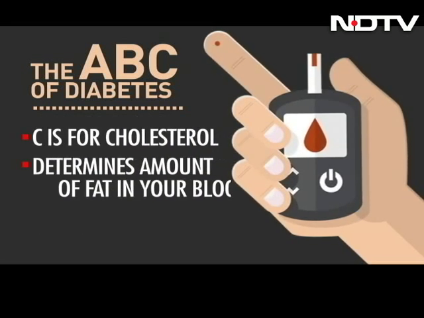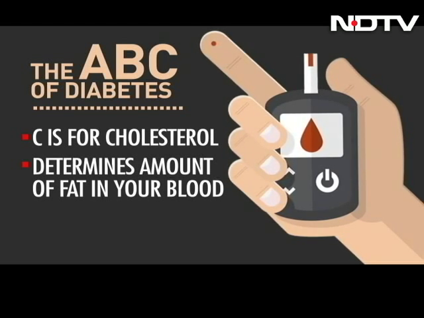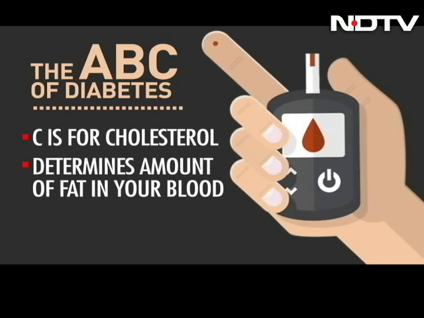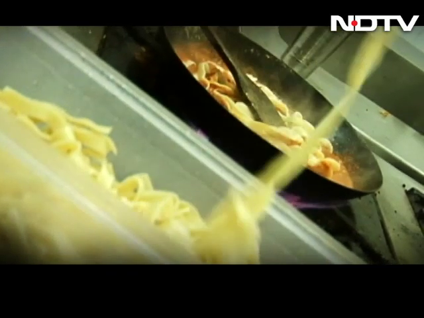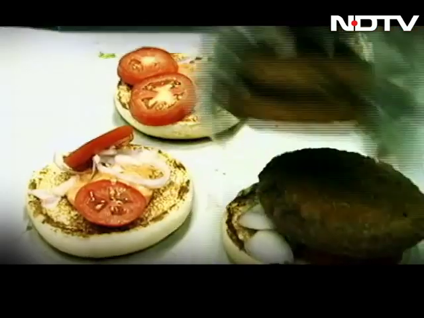C is for cholesterol. Your cholesterol numbers tell you about the amount of fat in your blood. Some kinds, like HDL cholesterol, help protect your heart. Others, like LDL cholesterol, can clog your arteries. High triglycerides raise your risk of a heart attack or a stroke.